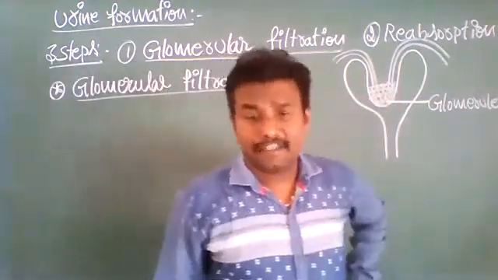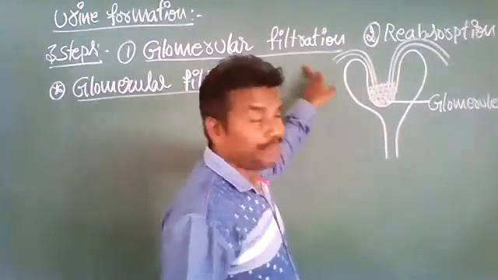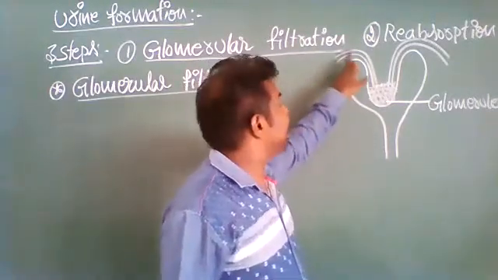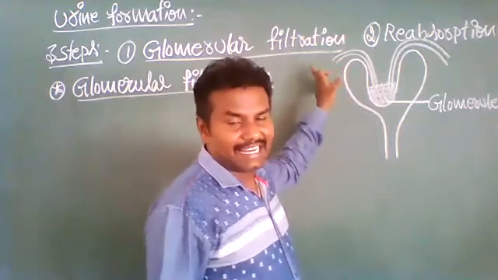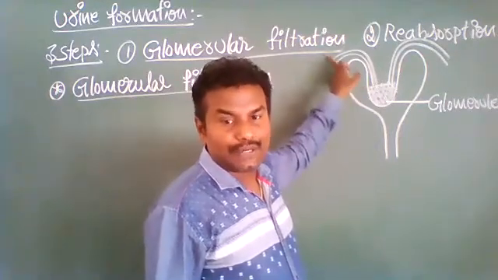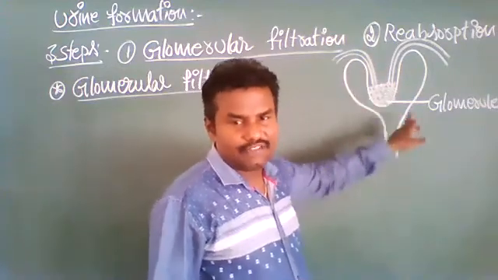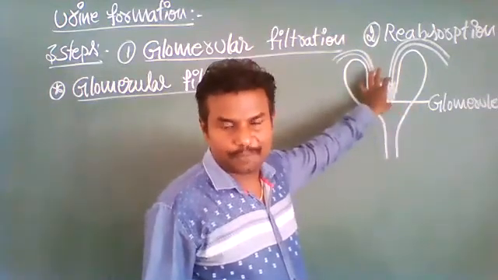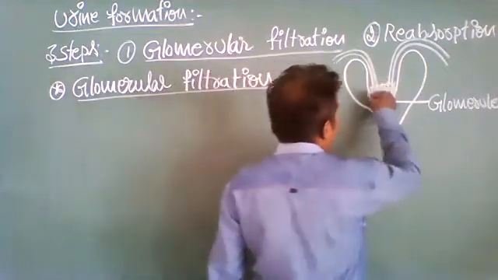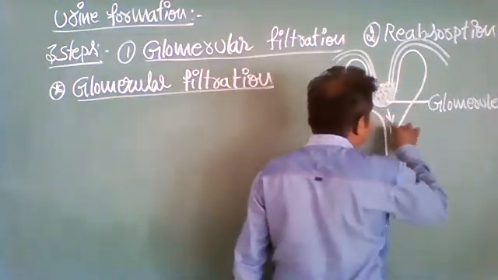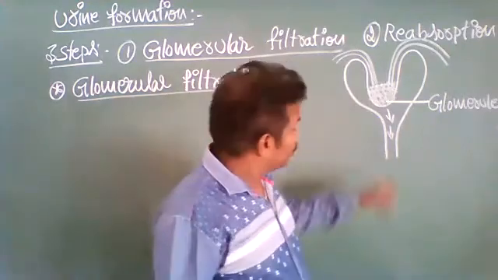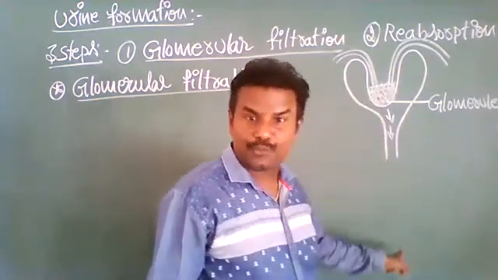Already yesterday and the day before yesterday I said that the blood is received by the renal artery. The renal artery breaks into the afferent arteriole. Through the afferent arteriole, blood enters here. The blood is filtered here, and the filtrates pass through Bowman's capsule into the renal tubules.